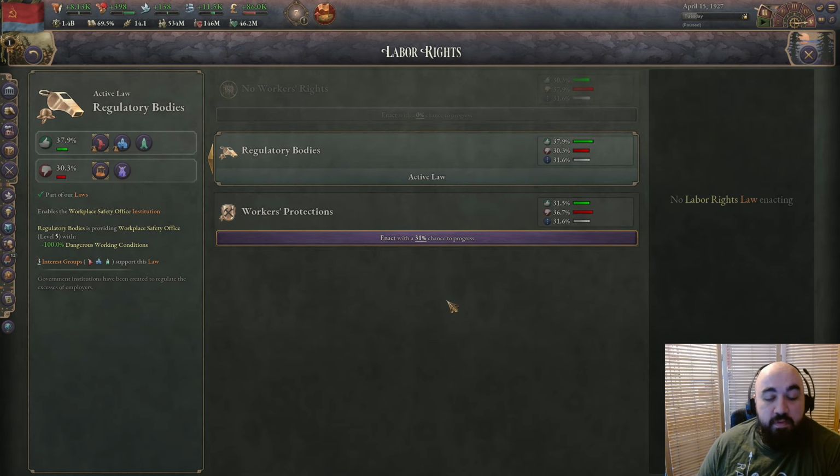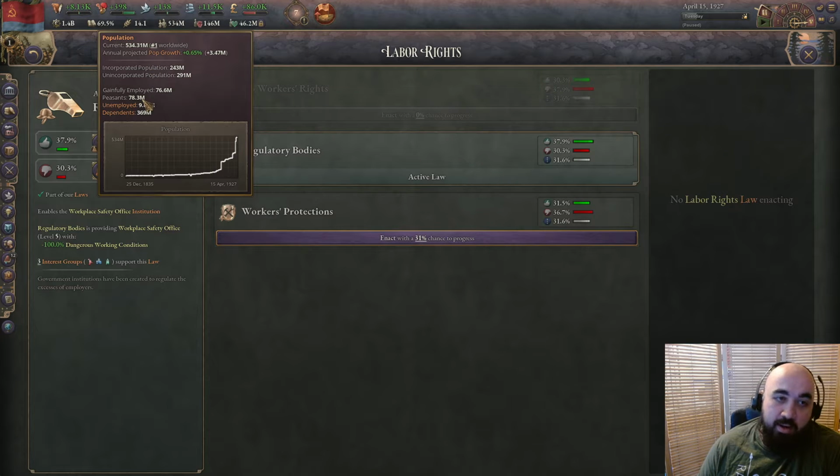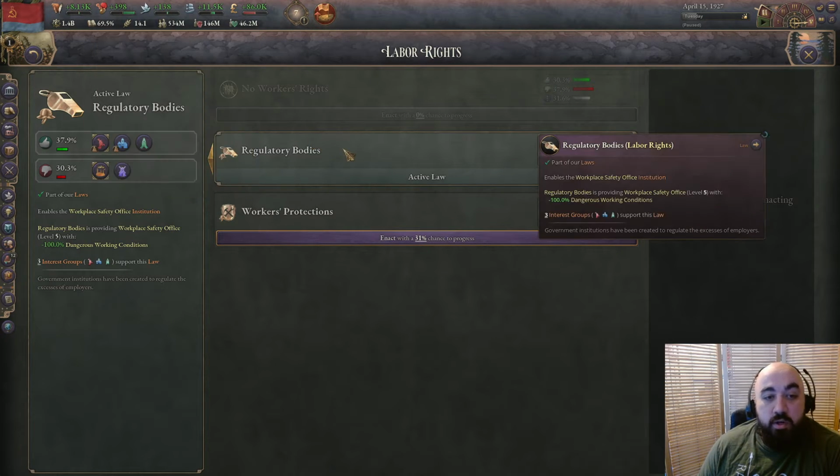Now, moving on to labor rights, this is one I am not so certain on, so if someone wants to leave feedback in the comments, please do. But regulatory bodies, generally the minus dangerous working conditions, once you run out of peasants, this starts to become pretty good. We have a lot of peasants because we conquered Qing provinces, but if you have no peasants, this is really good for maintaining a healthy population and healthy population growth over the course of time.